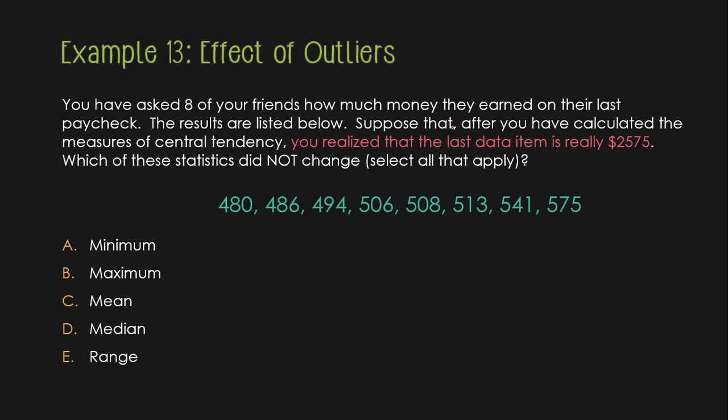Now suppose that after you've calculated the measures of central tendency, you realize that the last data item is really $2,575, not $575. So which of these statistics did not change? It stayed the same. Okay, so if we talk about the measures of central tendency, we're looking at things like the minimum, the maximum, the mean, the median, the range. Things that describe the center of my data, and then also just the spread and that sort of thing.